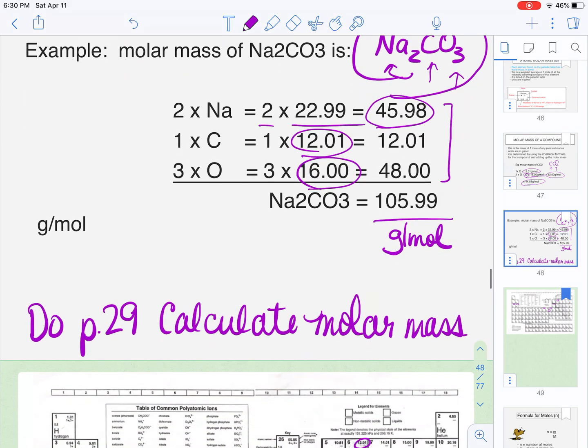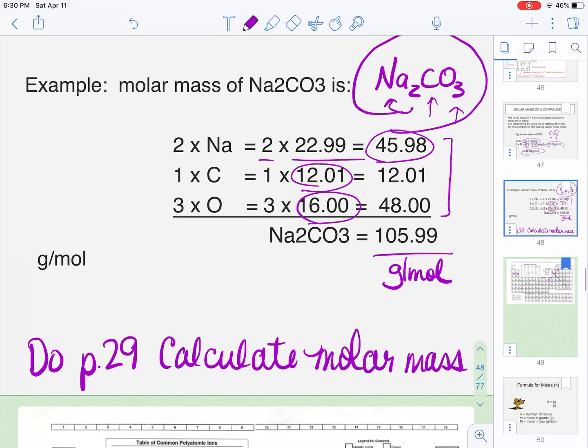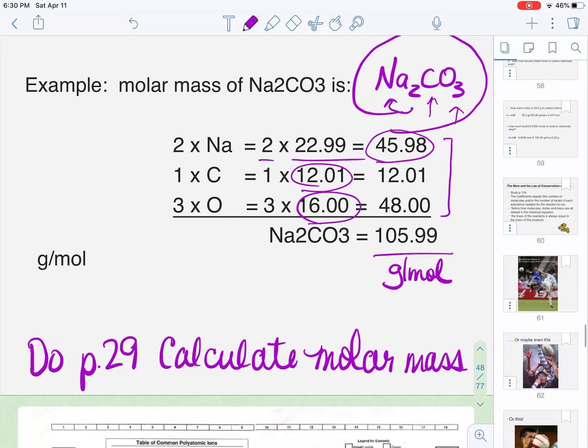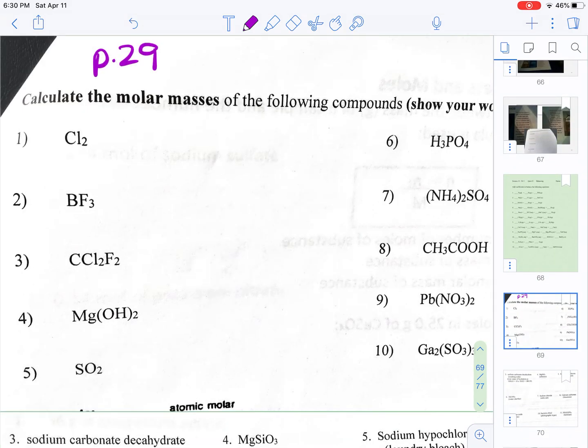So what we want to do now is go to your page 29 and add up some molar masses to practice this. I added this to my slide here, but on page 29, we'll do the first couple with you, and then you can try the rest of these examples.